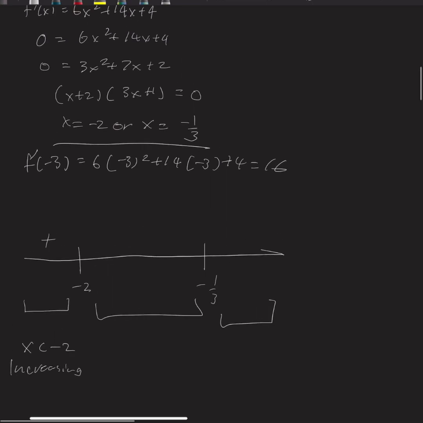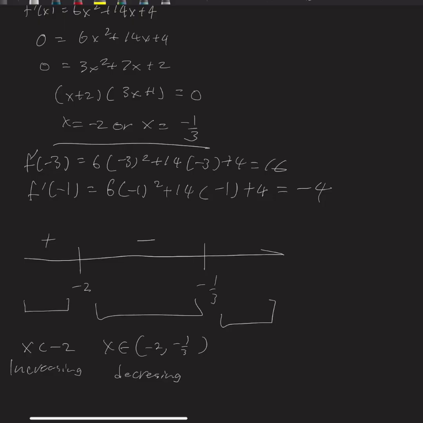And let's choose a point between -2 and -1/3 to see if this interval is increasing or decreasing. So let's choose f prime of -1. It seems like an easy number to calculate. So 6 times -1 squared plus 14 times -1 plus 4, which equals -4. Which means that over -2 to -1/3, the derivative is negative, which means that the function is decreasing over this interval, -2 to -1/3.